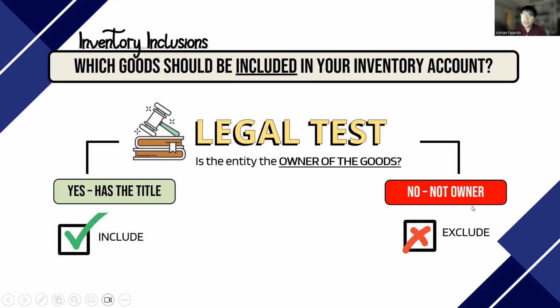Again, inventory inclusions. Ang mga tanong lang dyan sa exercises would be, what is the inventory amount? Mayroong goods 1, 2, 3, 4, 5. Out of those 5, ano yung i-include mo? And then after you know which one to include or exclude, ano yung ending balance or ano yung balance ng inventory account mo? And in order to answer this, we should do the legal test. So, sino ba yung may-ari? If may-ari yung entity na ina-account nyo and they have the title, we include. Kapag hindi sila, we exclude.